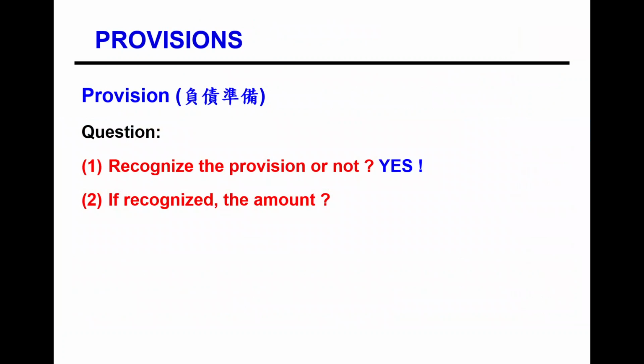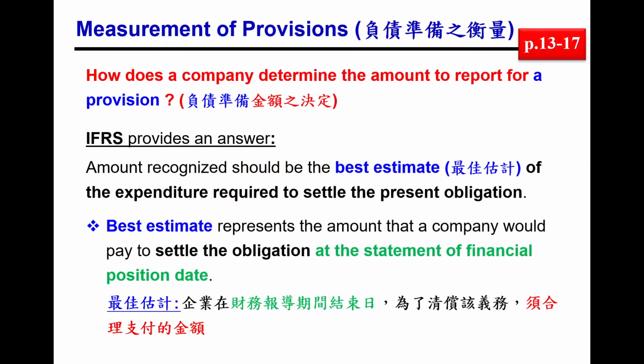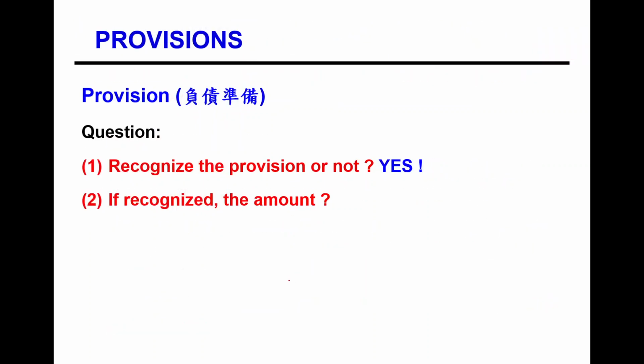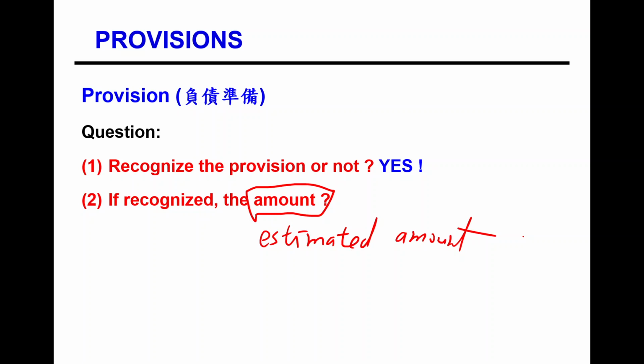So yes, you should recognize a provision. But the next question is how much? Since the amount is not a true amount, the amount should be an estimate. So we have to note how much it is. This is your estimate. So it means you have to estimate it. So how much is it? Since it is not true, it's an estimate.